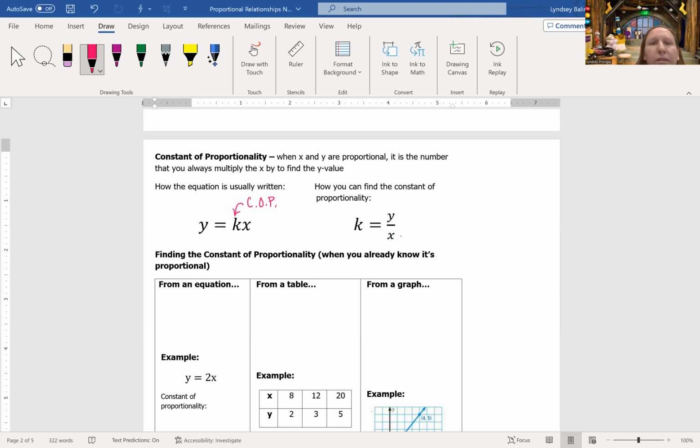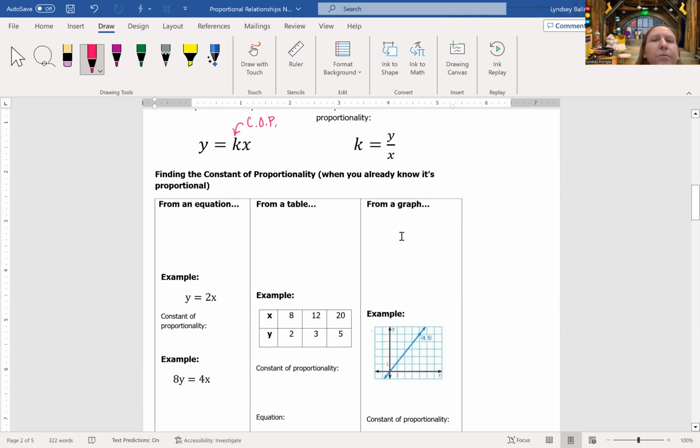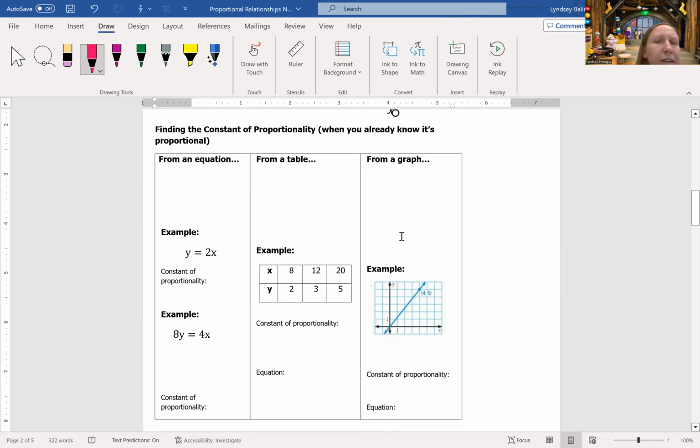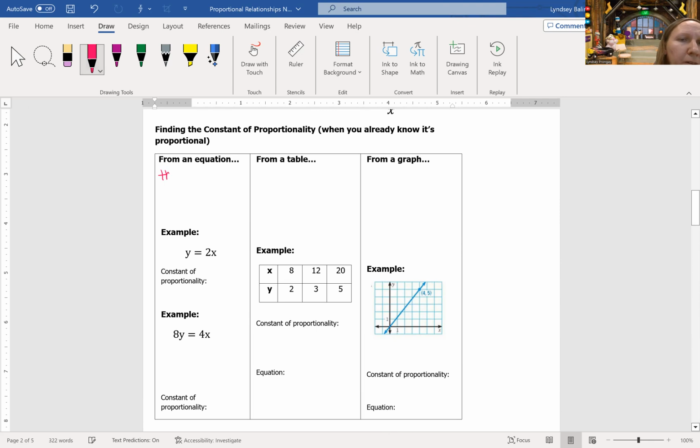Okay, so this table should look familiar, but now we are going through and actually finding the constant of proportionality. And if it is not already an equation, we're going to write it in its equation form. From an equation, if we're finding the constant of proportionality, it's just the number being multiplied by the x. So if our example is y equals 2x, the number being multiplied by the x is 2. Therefore, the constant of proportionality in that equation is 2.